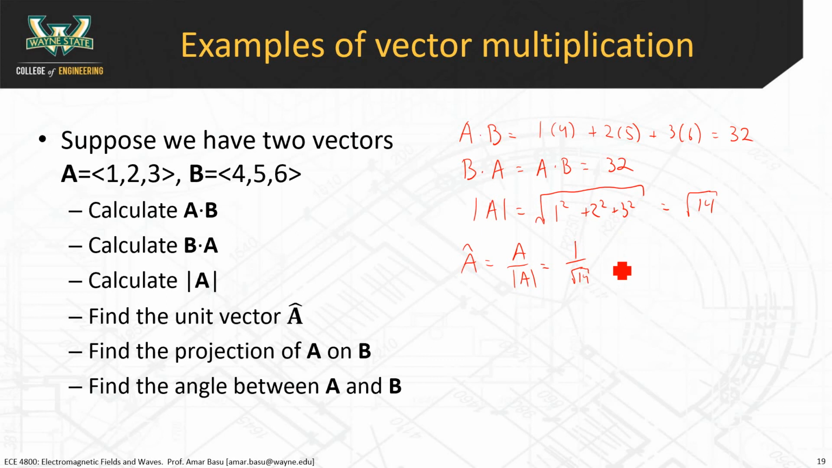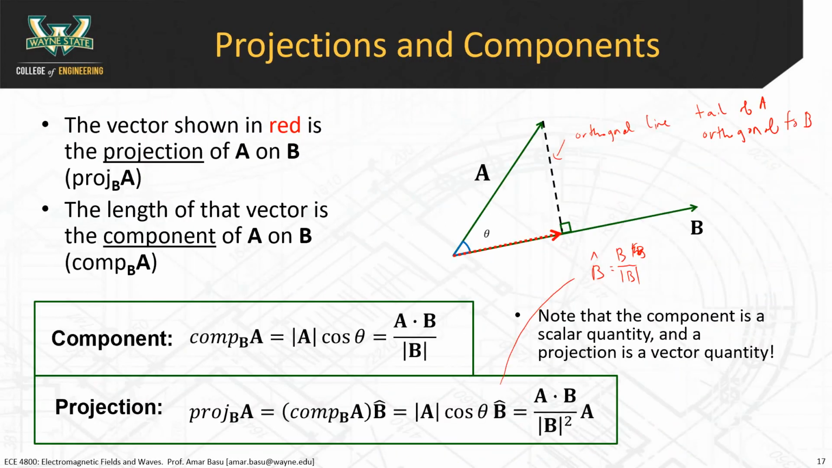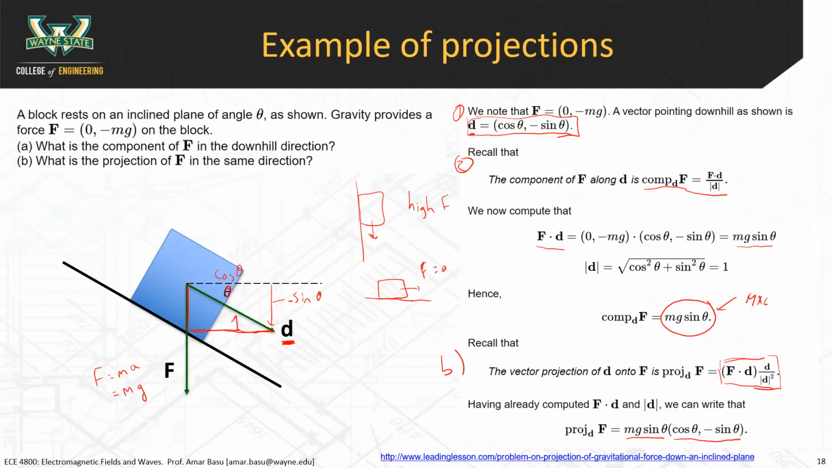Multiplied by 1 times x hat plus 2 times y hat plus 3 times z hat. Okay, so that's the unit vector, the projection of A on B. So the projection of A on B, just to remind ourselves, is equal to A dot B times A over B squared, and then the component is A dot B divided by B hat. So let's just do that real quick.